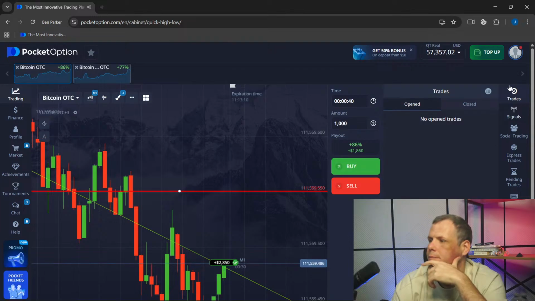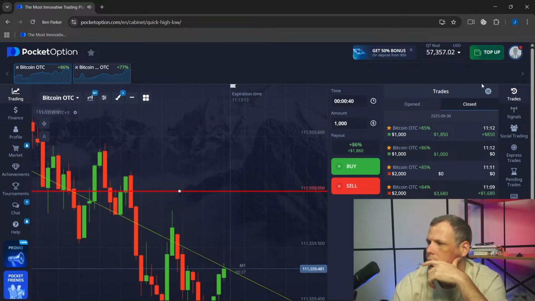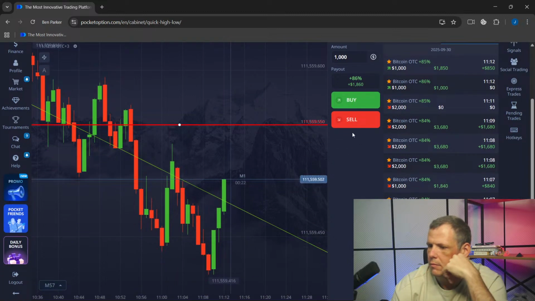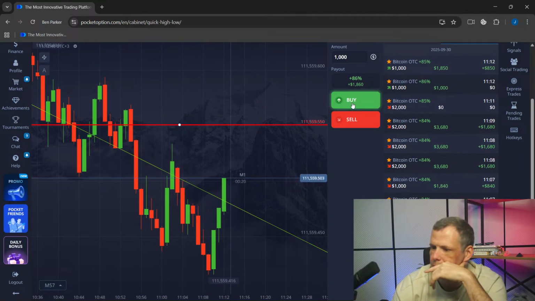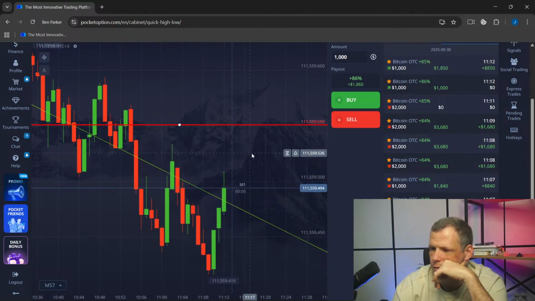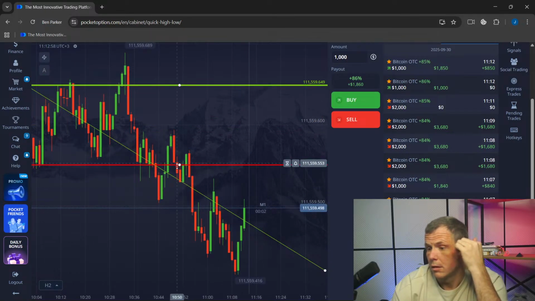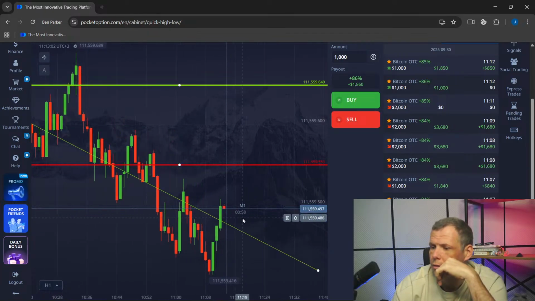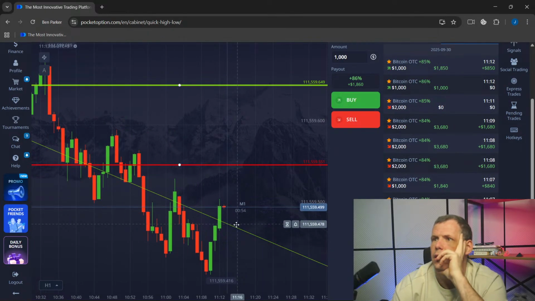And got some profit. Big power move coming in. Wonder if it's going to reverse here. And up, bouncing off, bouncing off. Waiting for a confirmation of this candle here.